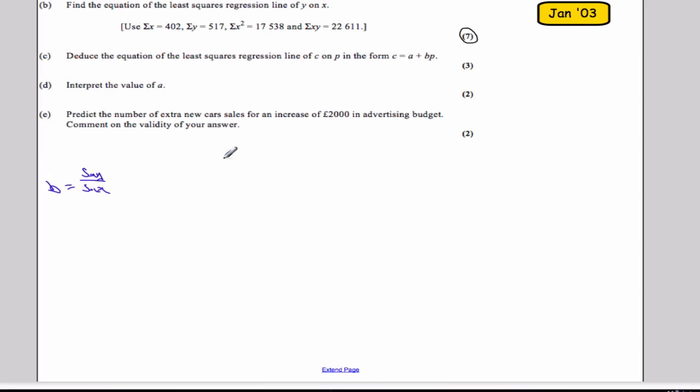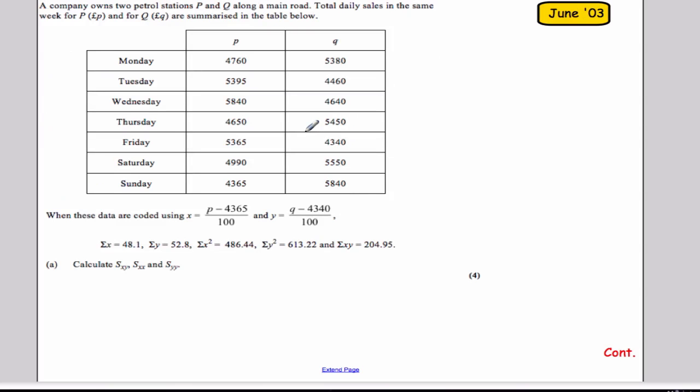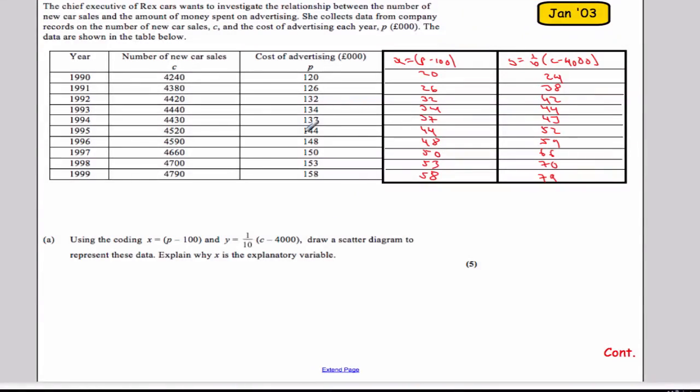Let's go for Sxx first. Sxx equals the sum of x squared, which is 17538, minus the sum of x all squared, 402 squared, over n, which I think was 10. Let me just double check. Does it say in the question? No, let's just count 1, 2, 3, 4, 5, 6, 7, 8, 9, 10. Okay, so over 10.